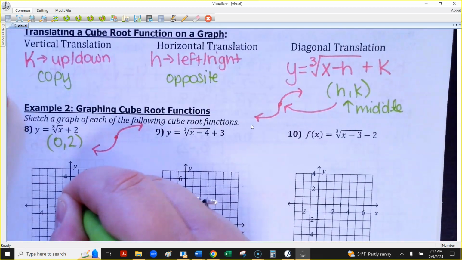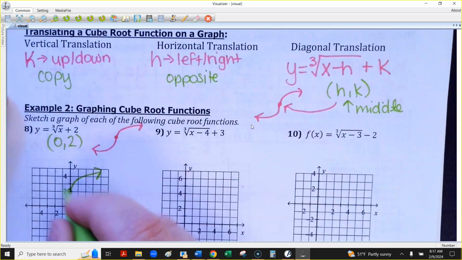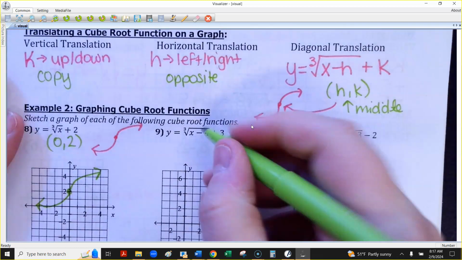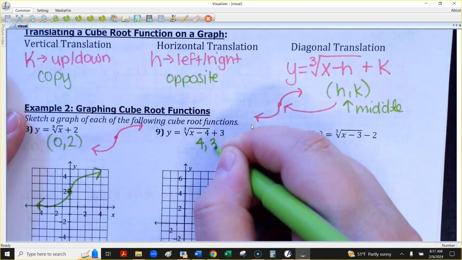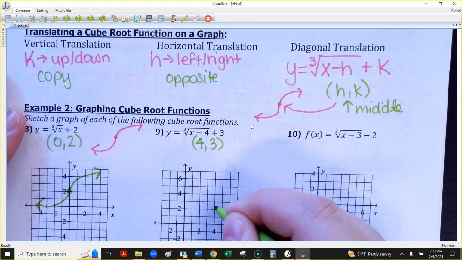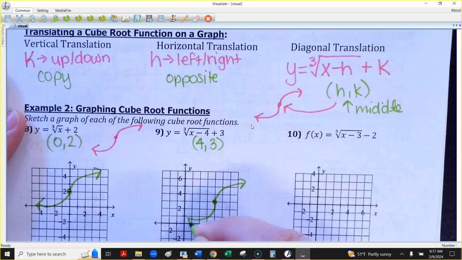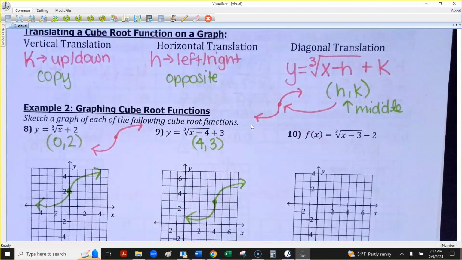And then again, other than that one point, you're not plotting specific points. I'm just looking for a general shape there. Doesn't have to be perfect. It's kind of like the top half of the sideways U and then the bottom half of the sideways U, but backwards. All right, let's see. Opposite, copy, this would be positive 4, positive 3. That'll be the middle. And then this is a positive cube root, so it'll just look like that. All you got to do.